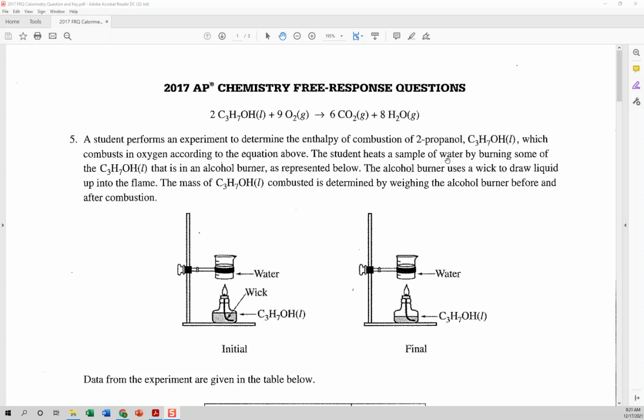Okay. The student heats a sample of water by burning some of the propanol that is in an alcohol burner. All right. So let's look at the setup. You got propanol here, and it's burning via this wick, and the heat being produced from that combustion reaction is going to the water in this beaker. So notice we're not mixing the propanol with the water. It's just we have a combustion reaction going on right here, right at the flame. That's the combustion reaction, and we're assuming that the heat produced from that combustion reaction is being absorbed by the water here. Okay.